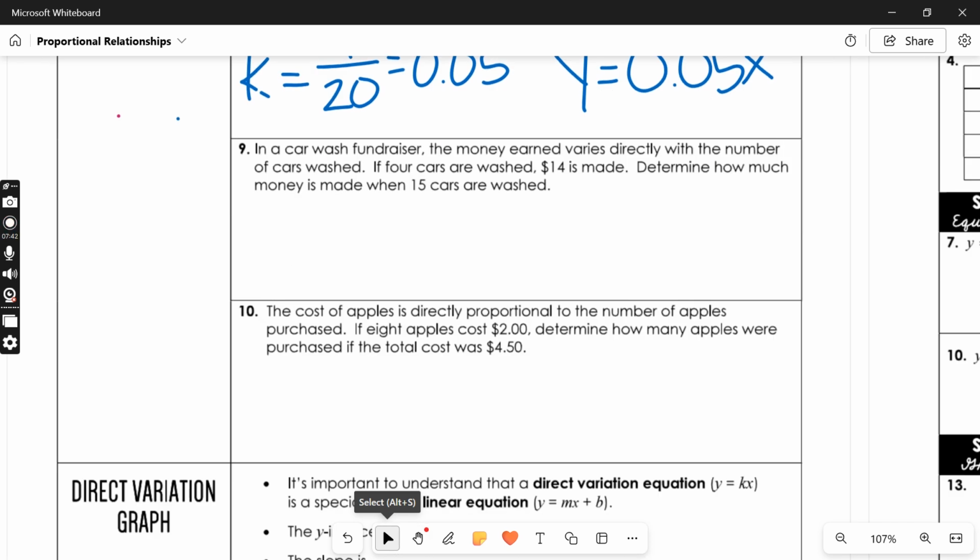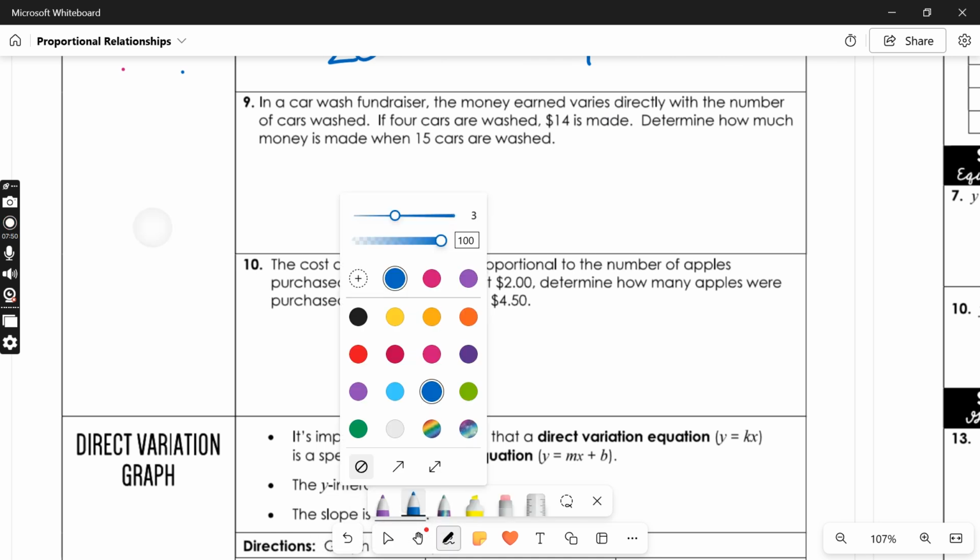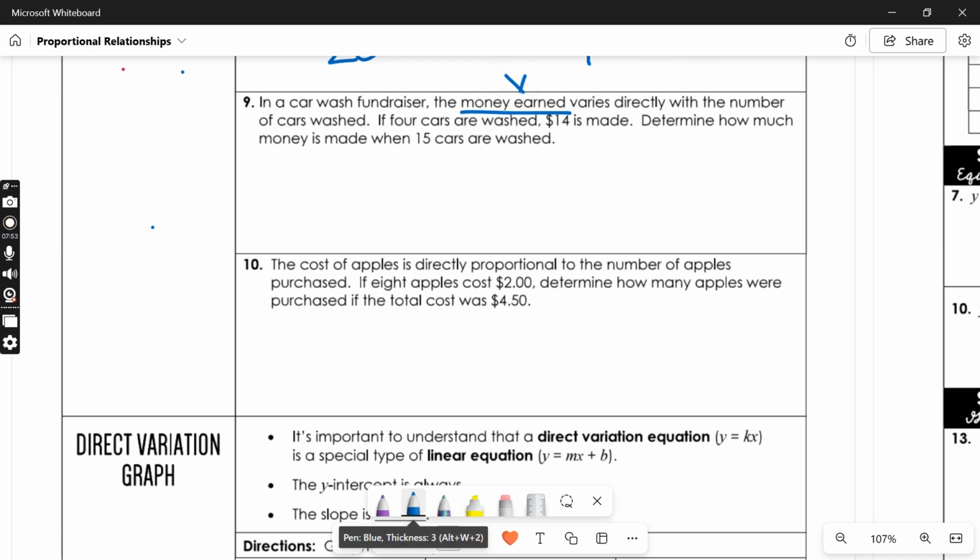A car wash fundraiser: the money earned varies directly with the number of cars washed. So money earned is our y, and cars washed is our x. If 4 cars are washed, $14 is made. So money is our y, number of cars is our x. So 14 divided by 4 is 3.5.